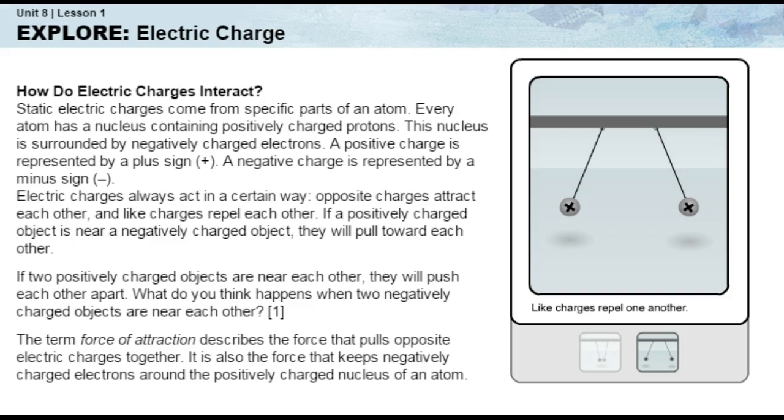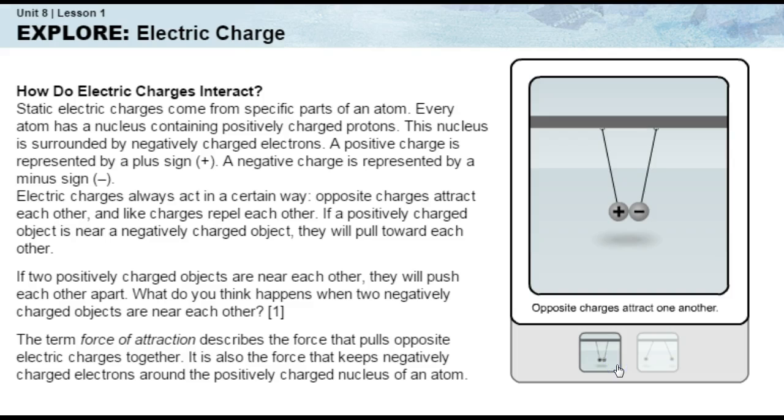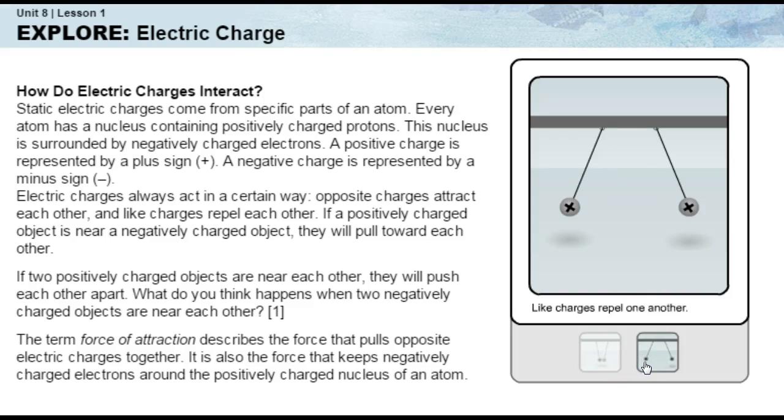What do you think happens when two negatively charged objects are near each other? Well, let's look. Here we have negative, positive, positive, positive. The negative and the negative would also not attract each other. The term force of attraction describes the force that pulls opposite electric charges together. It is also the force that keeps negatively charged electrons around a positively charged nucleus of an atom.